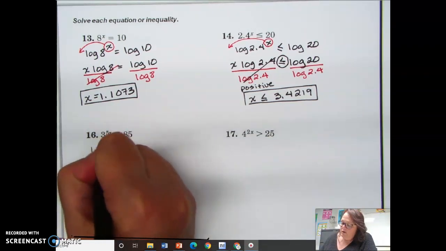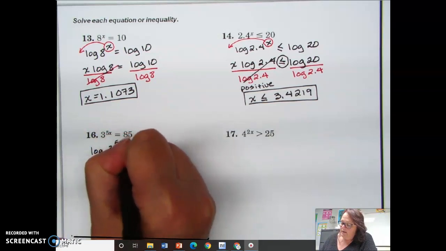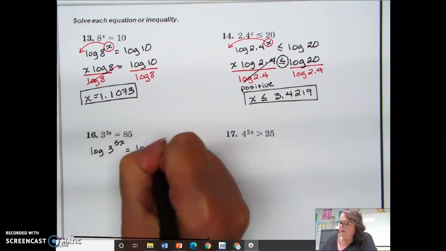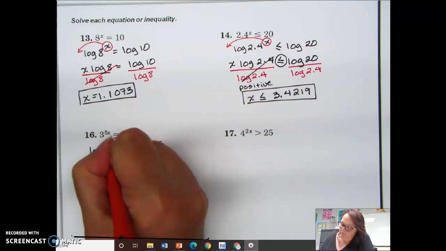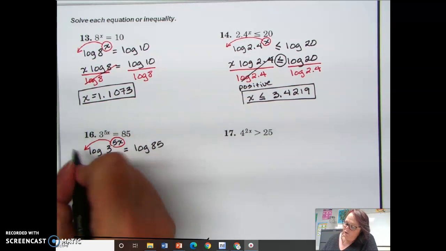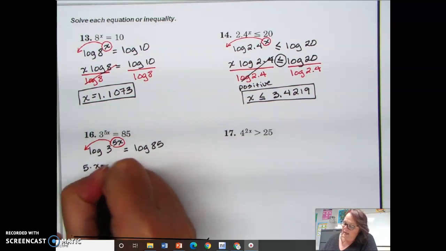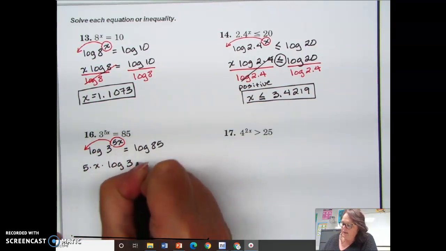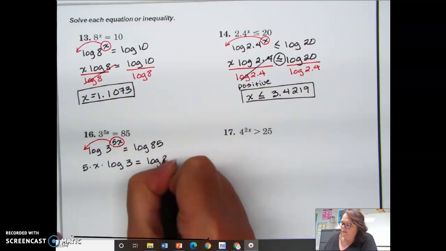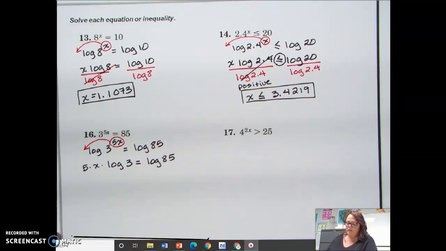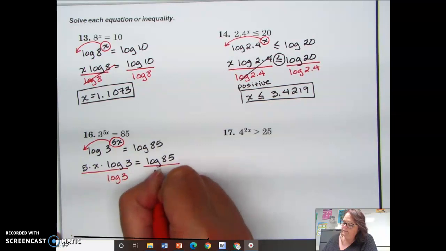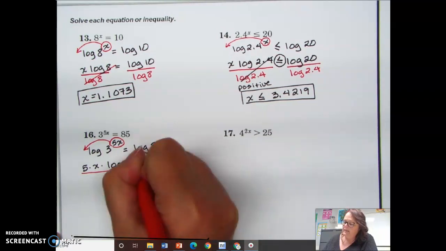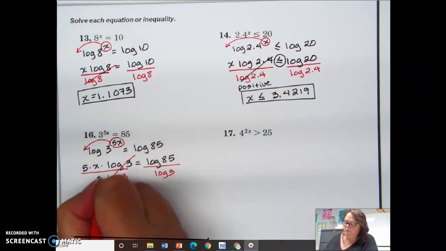So if we take the log of both sides, we're going to take this 5x and bring it down. And so now I have 5 times x times the log of 3 is equal to the log of 85. So when I want to get x by itself, I don't just want to divide by the log of 3, because then I'd still have this 5. I also want to divide by the 5.